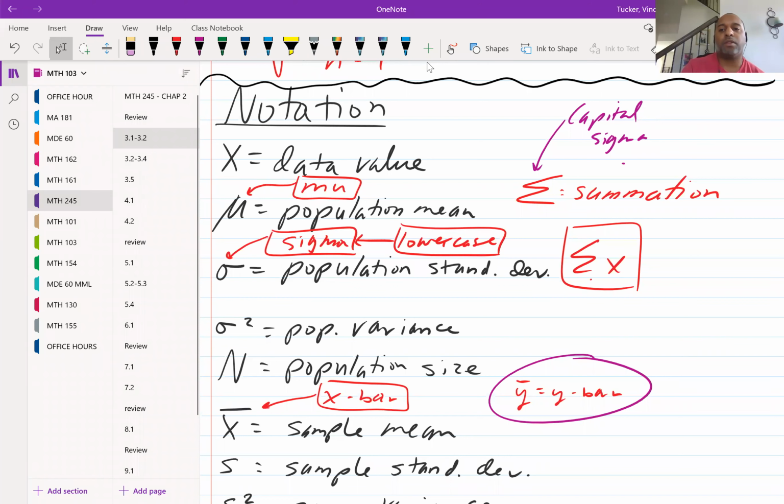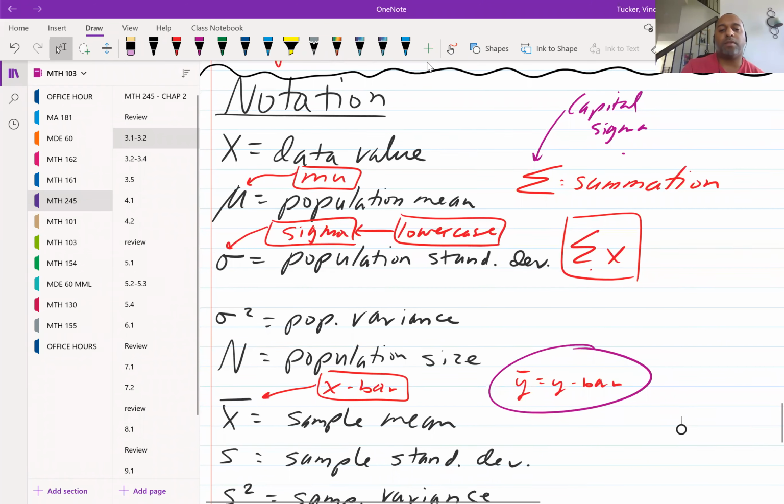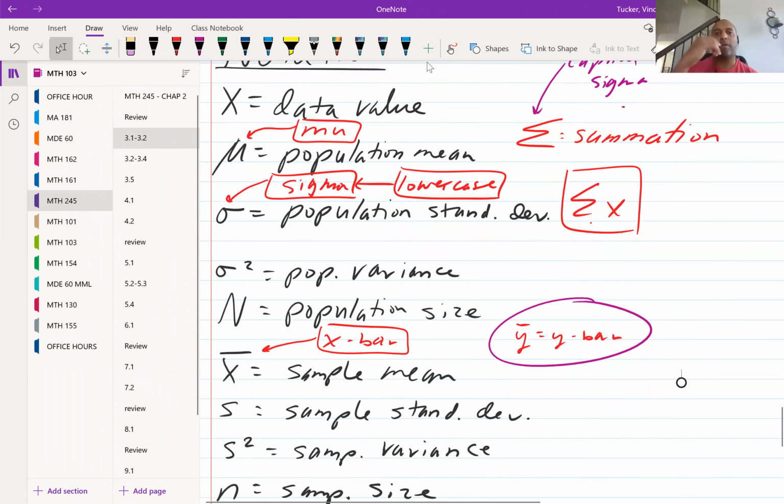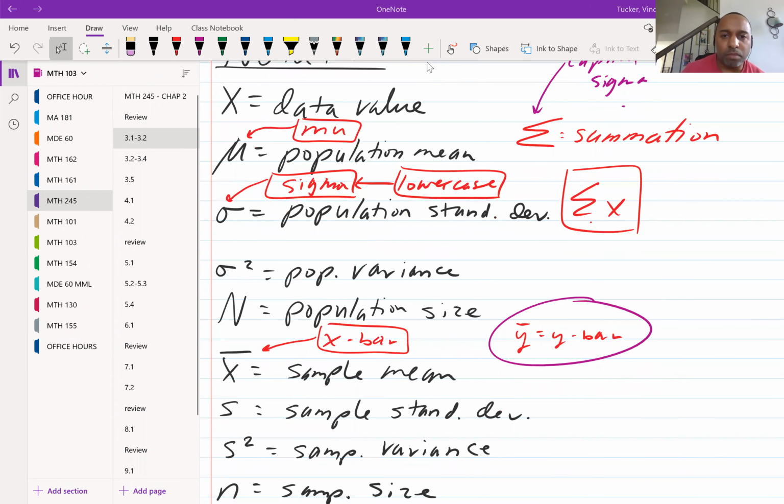All right. Scrolling up some. Yep. Well, capital sigma, most definitely. Yep. Fraternities. Yep.